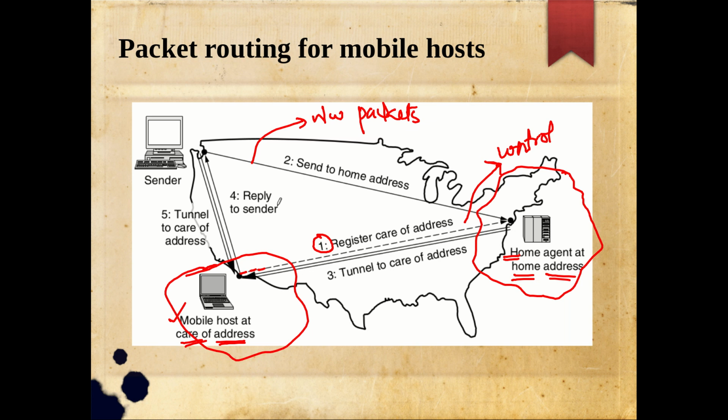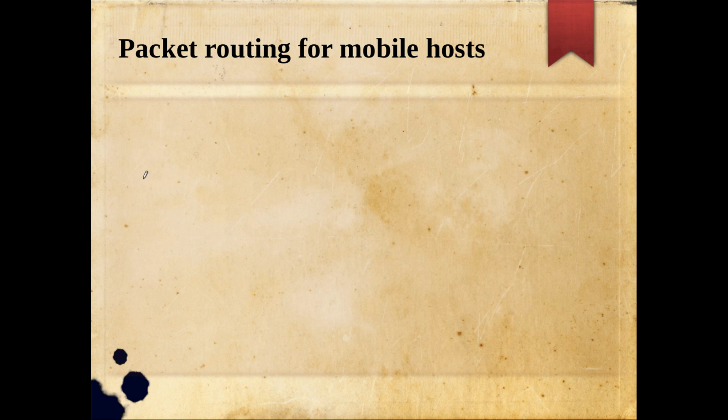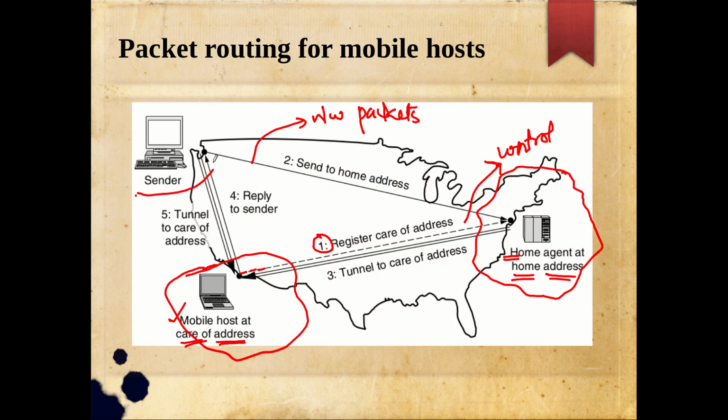Now, anyone who wants to communicate with this mobile host, let us call it a sender device, is trying to communicate something with this mobile host, but it does not know where the mobile host actually is. So what the sender will do, as the second step, is send the actual information, the IP packet, the network layer packet. The unit of information is what we call packets. The network layer packet will be communicated to the home address.